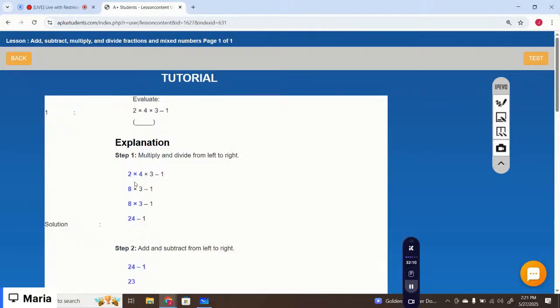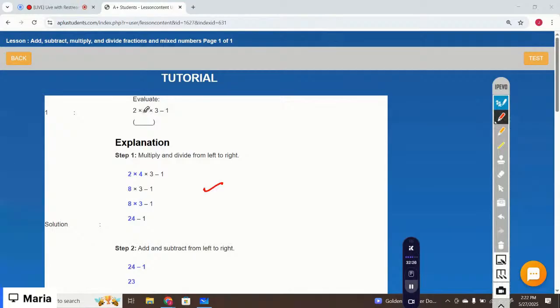2 multiplied by 4 multiplied by 3 minus 1. So basically now we are going to learn the order of operations, if we have more than one operation given, which operation we perform first, right? In this question we are given two operations, multiplication and subtraction. So here we need to multiply.